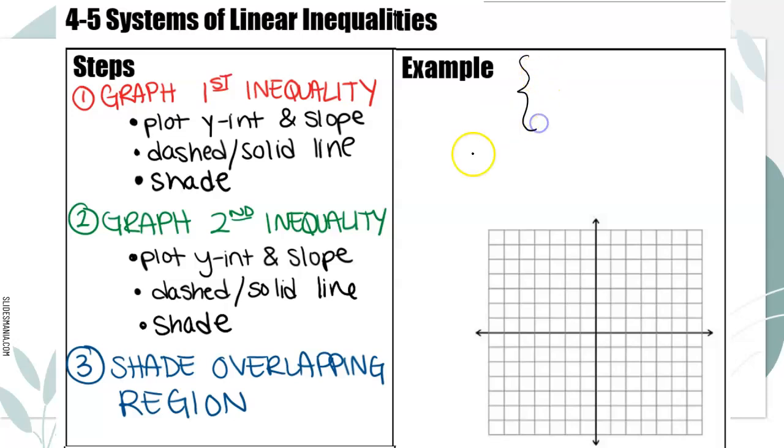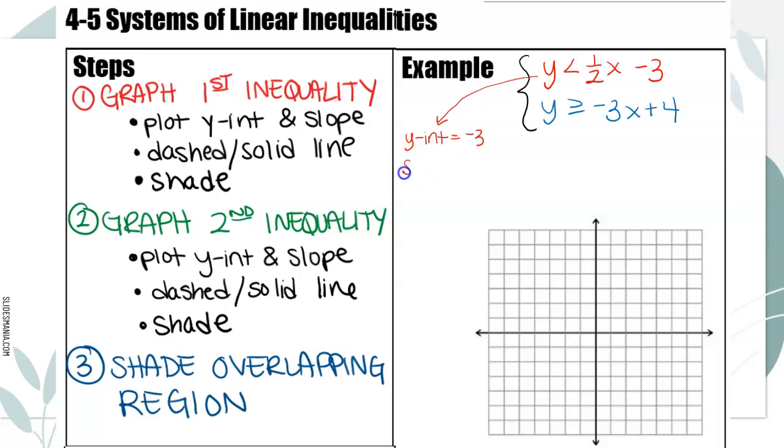So we are going to graph the system of inequalities, which is y is less than 1/2 x minus 3. And then the other one is going to be y is greater than or equal to negative 3x plus 4. Now, this is extremely similar to what we have been doing with graphing singular linear inequalities. We're just going to look at one at a time. So we're going to start with this red one that I have, and I'm going to identify the y-intercept and the slope.